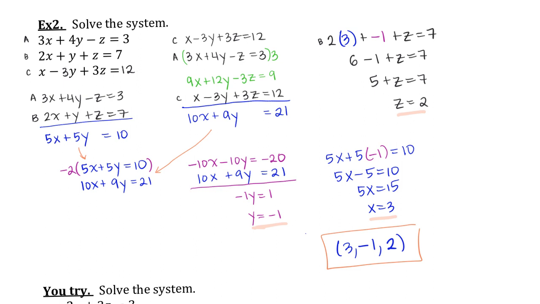If you want to check your answer, if you plug in x is 3, y is negative 1, and z is 2 into this equation you should get 3. This equation you should get 7, and then this equation you should get 12. And you probably don't want to check it every single time, but if it was a test and you had the extra time, you might want to double check your answer.